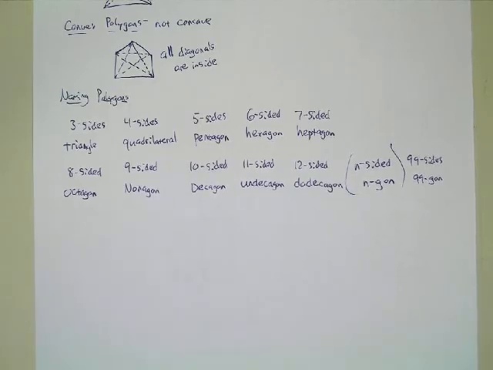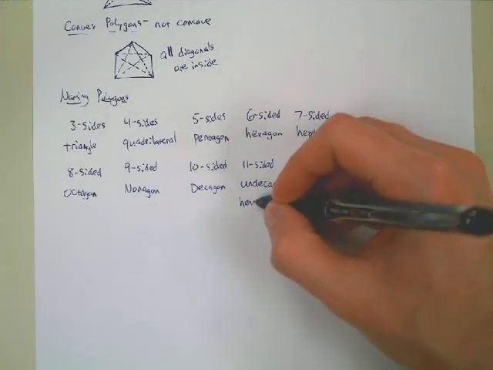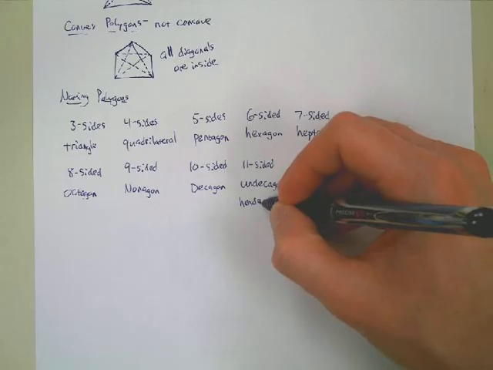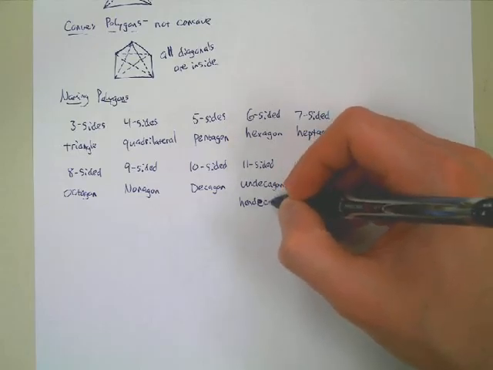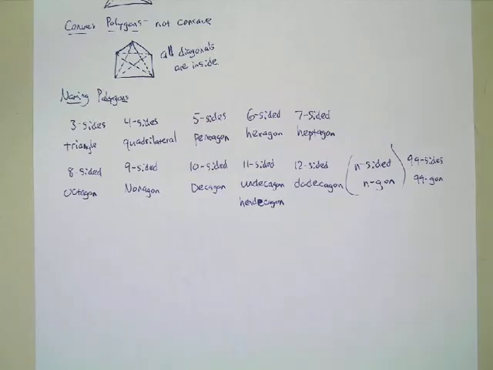11 is hendecagon. Hendecagon. Oh, so hendecagon. Okay. Hendecagon. Okay. And it's still dodecagon for 12. Okay. Interesting. So there are those.